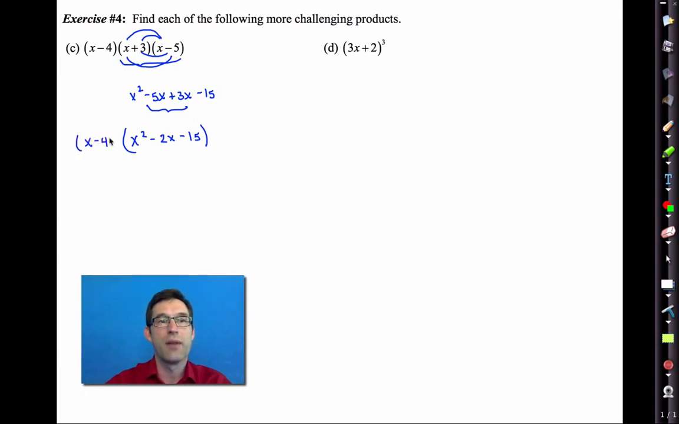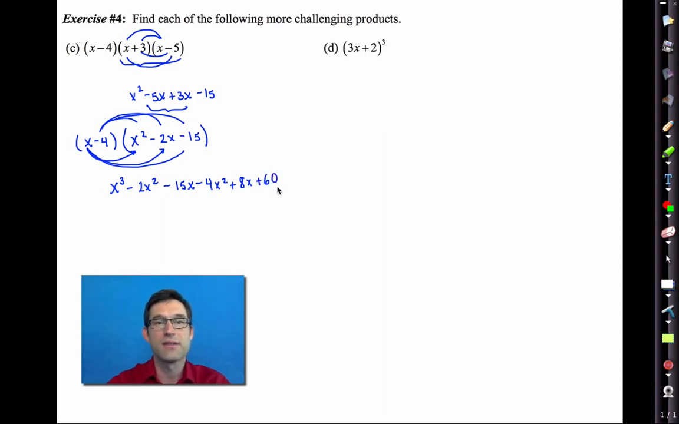And now I'm going to multiply by x minus 4. So I'm going to distribute. X times x squared is x cubed. X times negative 2x is negative 2x squared. X times negative 15 is negative 15x. Negative 4 times x squared is negative 4x squared. Negative 4 times negative 2x, watch out, is a positive 8x. And negative 4 times negative 15 is a positive 60.